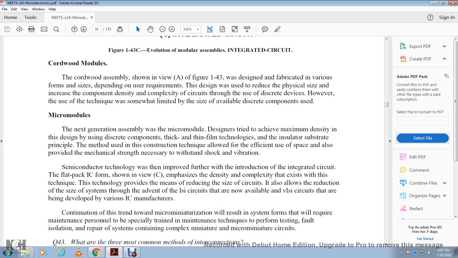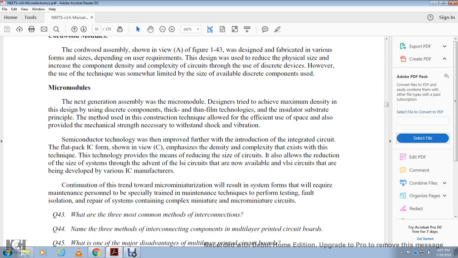System, the advance of large-scale integrated circuits is now available to very large-scale integrated circuits. They're being developed with the various integrated circuits manufactured. Continuing trends toward miniaturization will result in system forms that will require maintenance personnel, especially trained maintenance, and techniques to perform testing involved in the isolation and repair of complex miniature circuits.